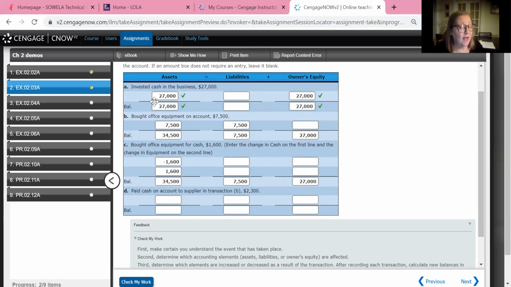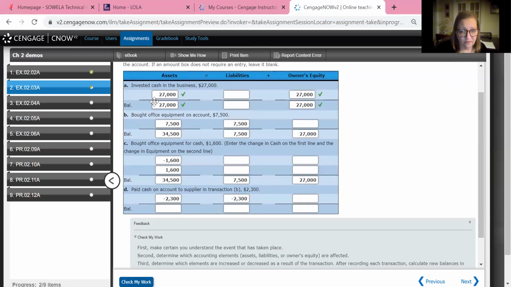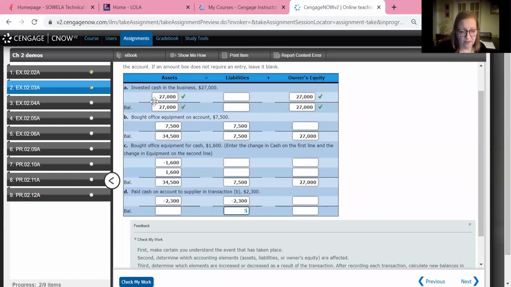If I'm going to pay, it always means my cash is going down. I'm going to decrease cash by $2,300, and I'm going to decrease that liability by $2,300, because I'm not going to owe $7,500 anymore. I paid $2,300 on it. So all I owe now on the liability is $5,200. That changed my ending liability account. Nothing happened to my equity account.